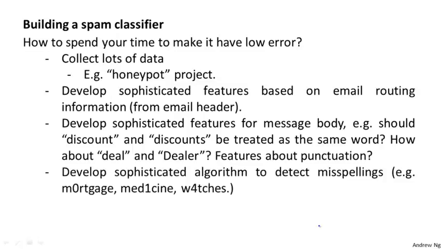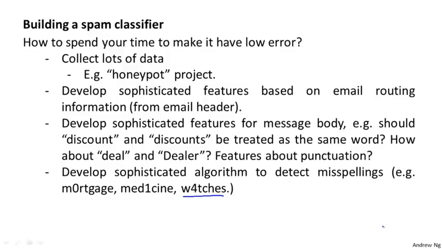I don't know. And along the same lines, maybe we also want to develop more sophisticated algorithms to detect and maybe to correct deliberate misspellings like the mortgage, medicine, watches. Because spammers actually do this because if you have watches with a four in there, then, well, with the simple technique that we talked about just now, the spam classifier might not equate this as the same thing as the words watches, and so it may have a harder time realizing that something is spam with these deliberate misspellings, and this is why spammers do it.